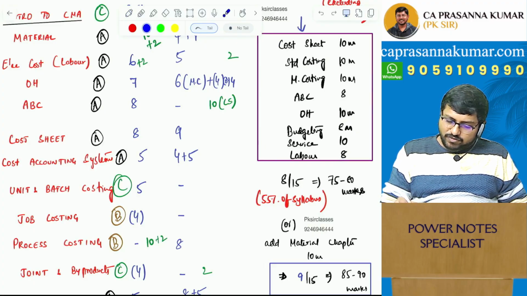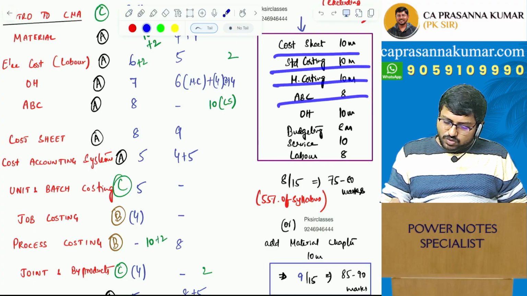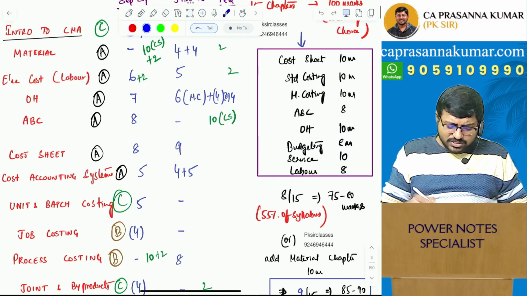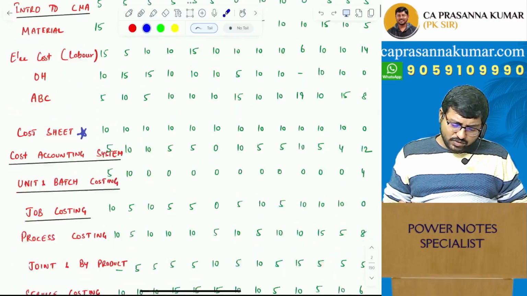As you can see, you don't find cost accounting systems over here. Correct? Right? Anyways, moving on. But still, it belongs to A category. Moving on to next one.